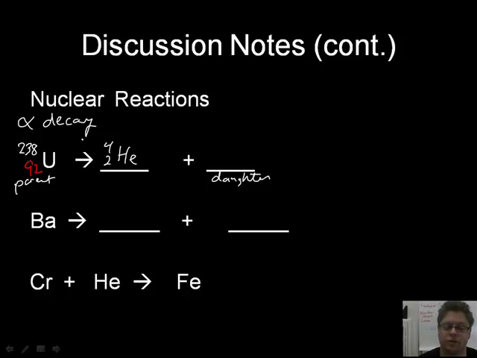So you've got 238, losing 4 is going to be 234. And then you've got 92 minus 2, that's 90. The isotope here, you look on the periodic table, number 90, the symbol is Th, or thorium. That's an alpha decay reaction.